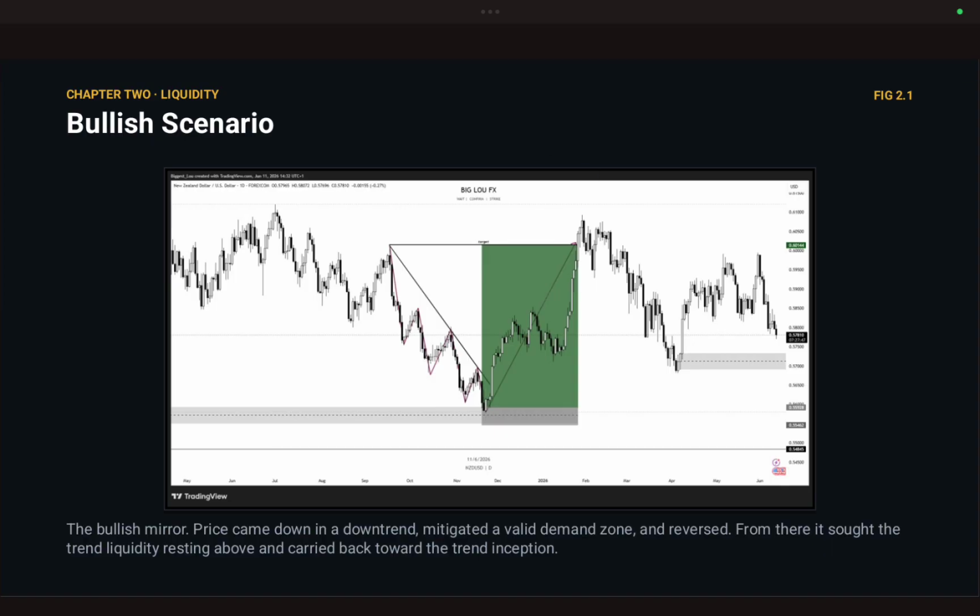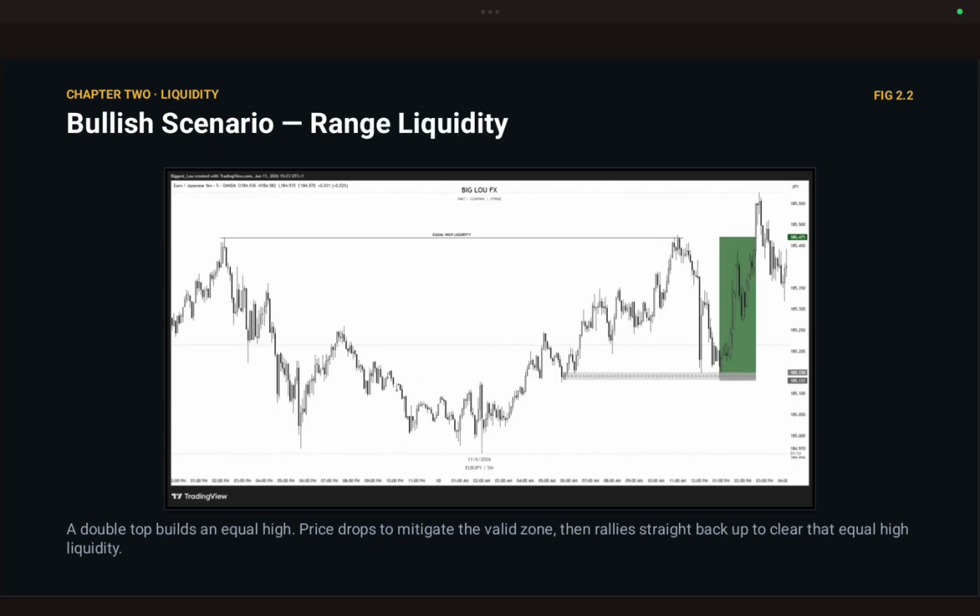we also have liquidity resting on range highs and range lows, which could be equal highs and equal lows, double tops, double bottoms, M's and W's. So a double top builds an equal high, the double bottom builds an equal low. The double top could be called an M because M has two equal tops, and the double bottom could be called a W. So price drops to mitigate the valid zone after creating a double top.